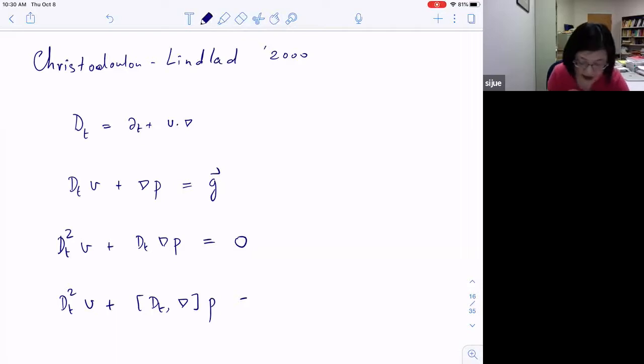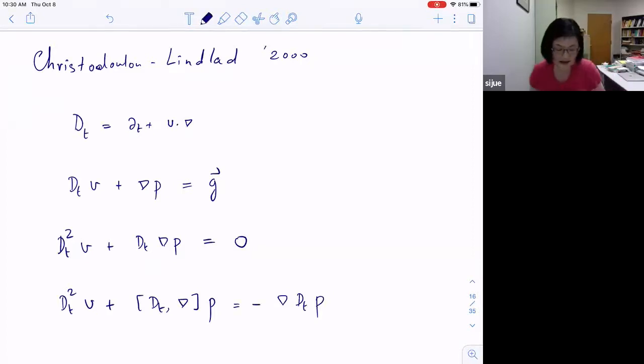Okay, and then plus the gradient of d_t p equal to 0, right? But I will move the gradient of p to the right-hand side. So that's really the Eulerian version of what we have just done, right? We have been doing it on the boundary, using the boundary integrals, okay?